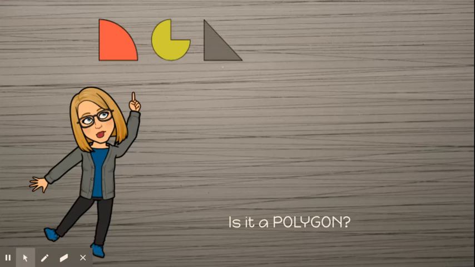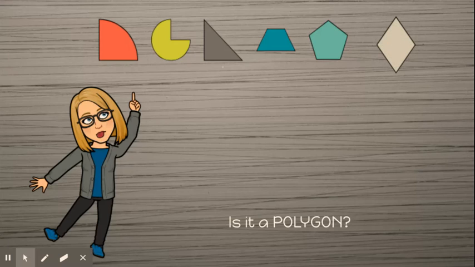This is a polygon. It has 3 sides, 3 angles, and it is closed. This is a polygon. It is a trapezoid, 4 sides, 4 angles, and it is a closed shape. This is a polygon. It is a pentagon. It has 5 sides, 5 angles. It's a closed shape.